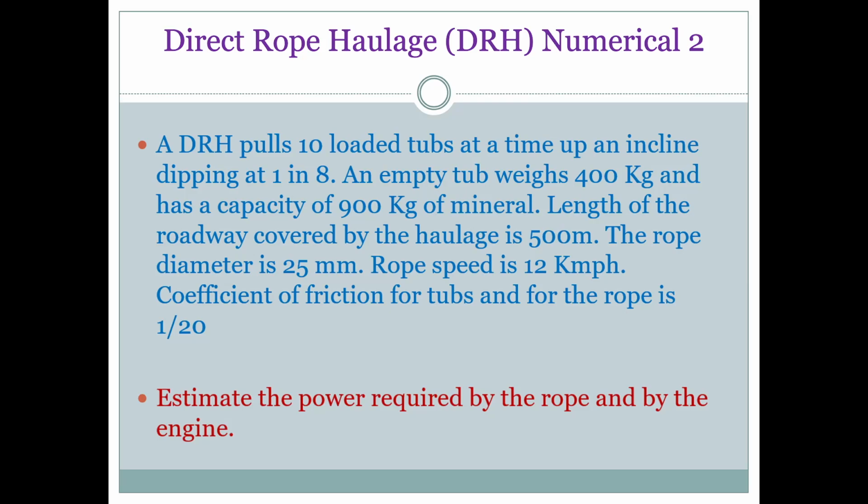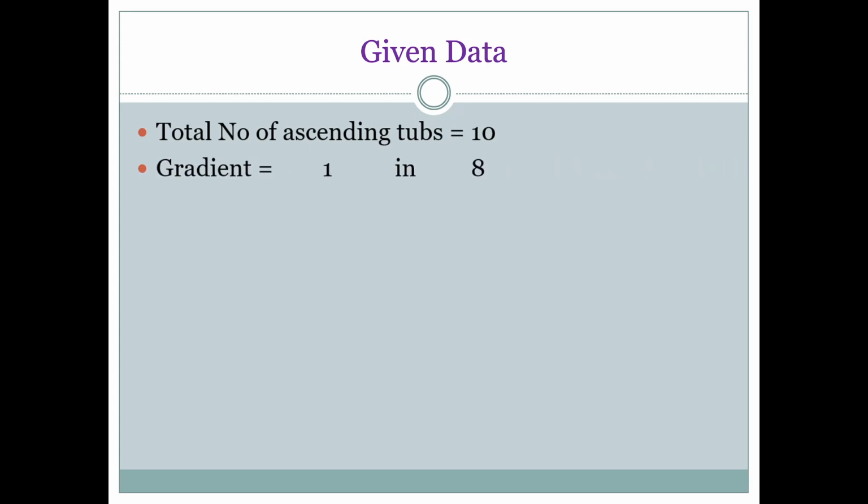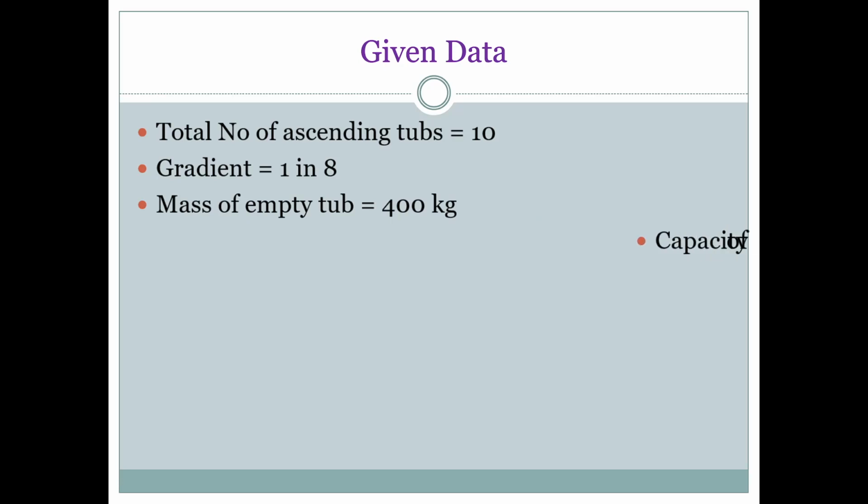Undoubtedly it's a long numerical, so we start by summarizing the data. So the first data, total number of ascending tubs 10. So this is a numerical on ascending haulage. In the previous video we saw it was on descending set of tubs. So let us come to data number 2. So gradient is 1 in 8. Mass of empty tub 400 kgs. Capacity of each tub 900 kgs.